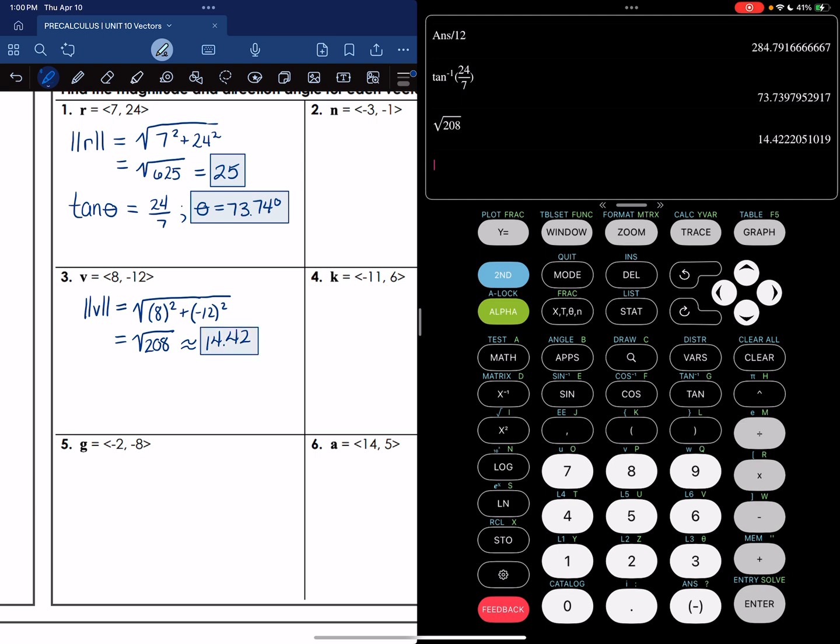Then to find our angle, it is your b value, which you may want to label this a and b. It's the b value over your a value, which is 8. So that means that our theta is going to be, watch what happens here. Let's go ahead and grab our calculator.